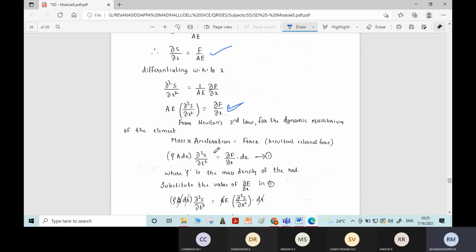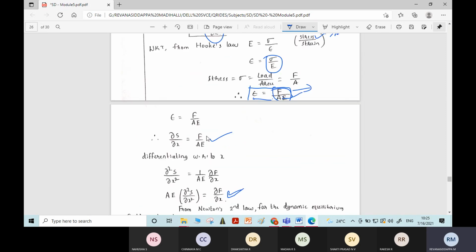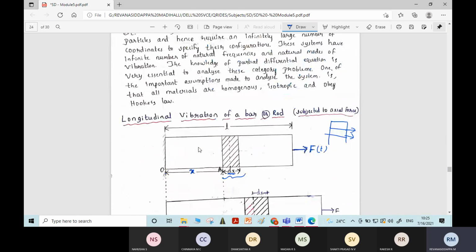Second step, utilizing Newton's second law, which says that force is equal to mass into acceleration. Here the mass is the mass corresponding to the elemental strip, that is, the mass of this portion of the bar. How do we find the mass of this portion of the bar?